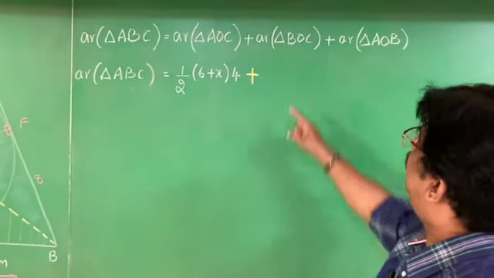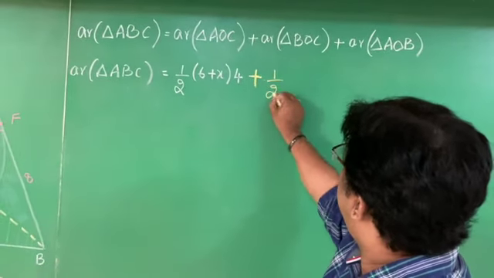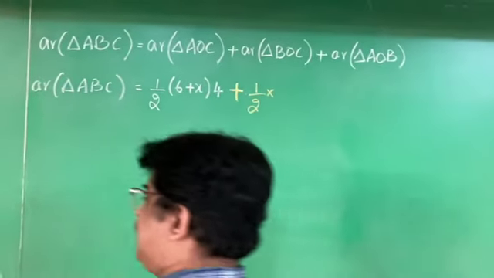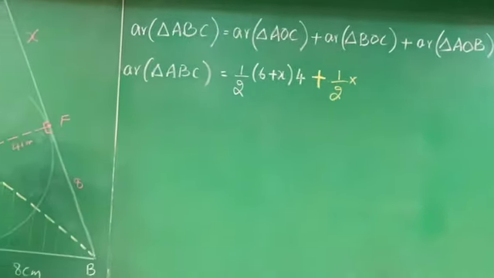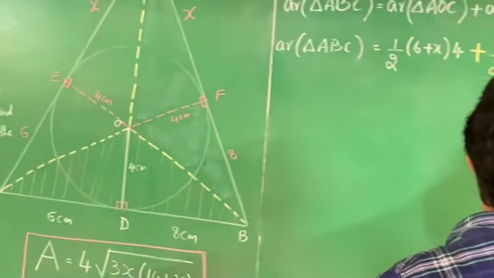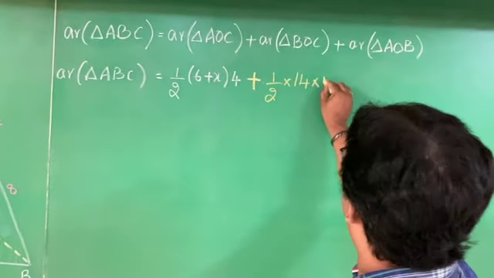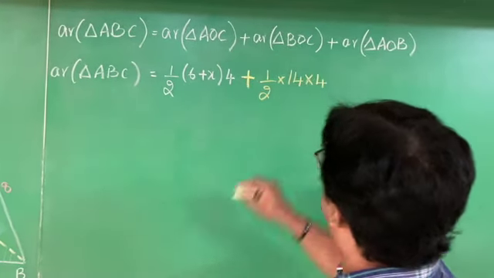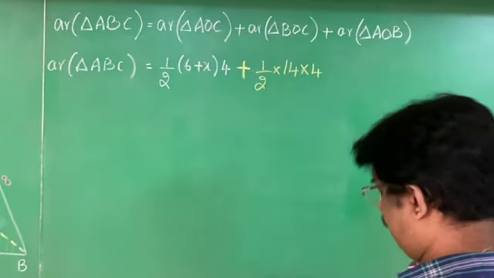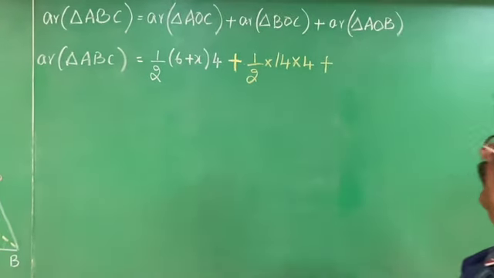Now I write the area of the triangle BOC. Half into base. Now for the base of the triangle, I don't want to write 6 plus 8, I write 6 plus 8 is 14, into height is 4. Area of triangle BOC, half into 14 into 4. Plus, now again I change the color.